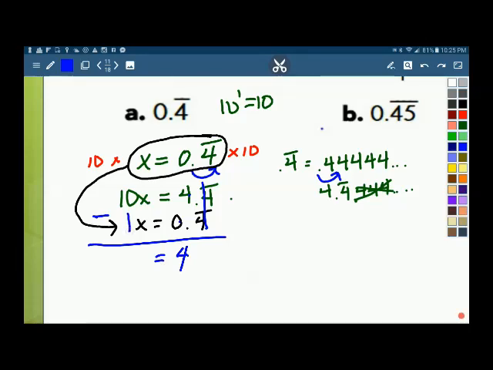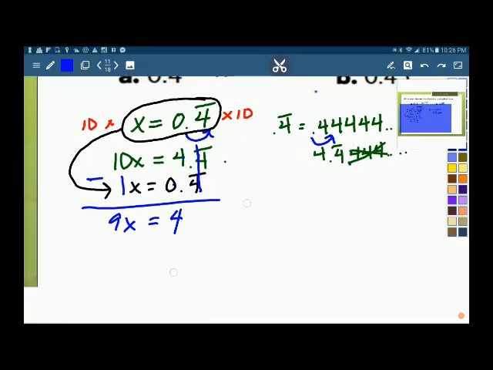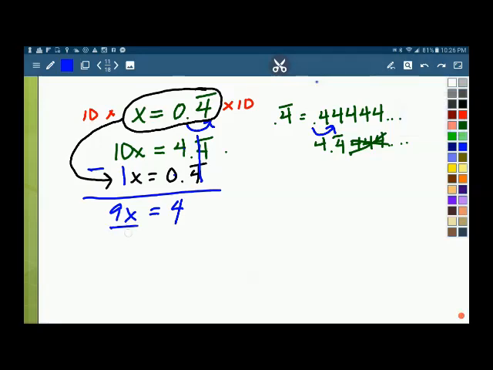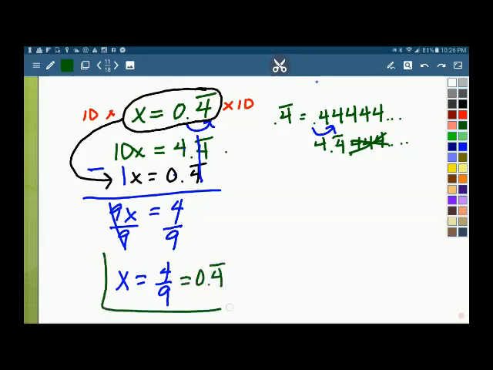Remember, when we don't have the number, when we just have a variable, the number 1 is really written next to it. So 10x minus 1x, that's 9x. So when I solve for x here, I divide by 9 on each side, and I get x is equal to 4/9. So 4/9 is equivalent to the decimal form 0.4 with the 4 repeating. Those are equivalent to each other.